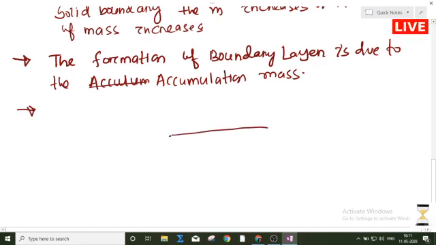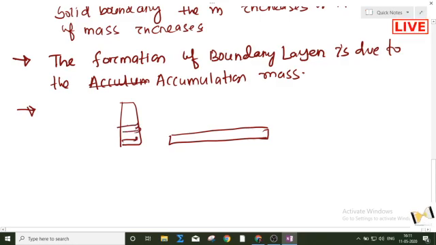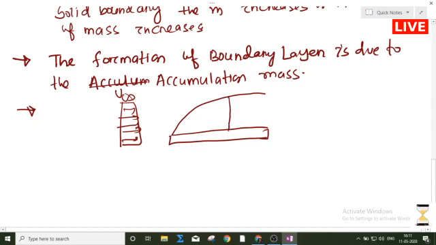So this is my solid boundary, or my solid plate. This is my free stream velocity, u infinity. When it contacts the solid surface, the boundary layer will form, and there will be some reduction in mass. This shaded area is my reduction in mass.